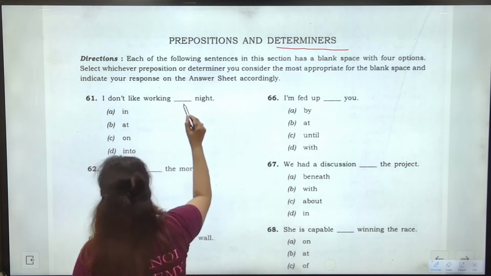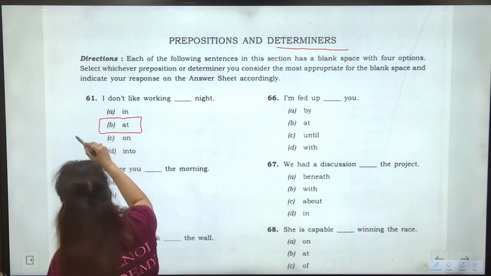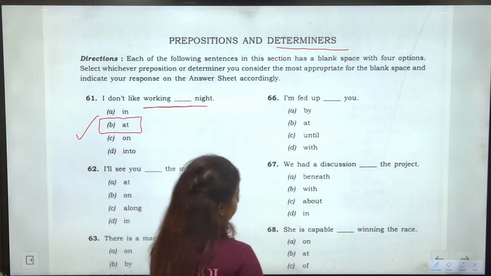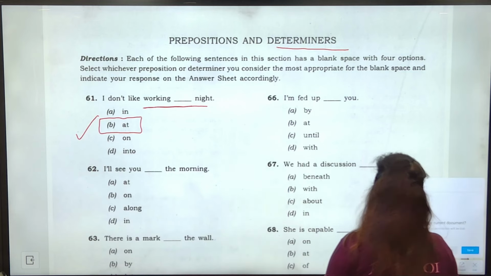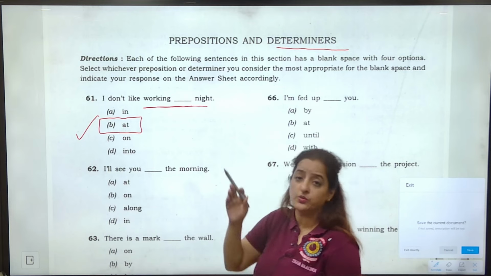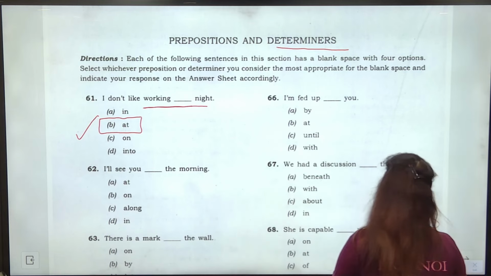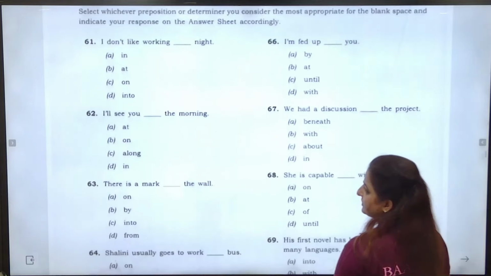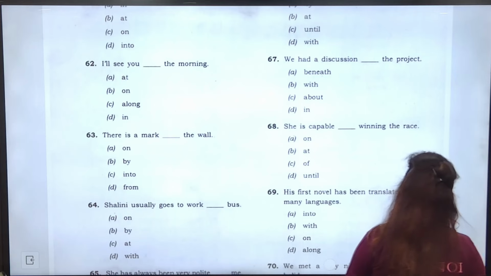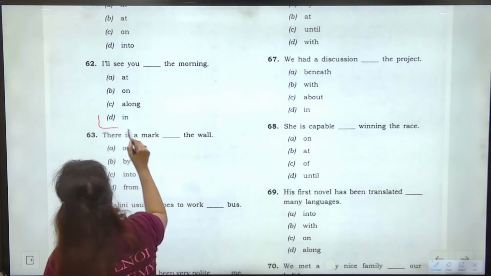Okay, fine. We have to fill in the blank with prepositions and determiners. I don't like working in night, at night, on night, at night. Working at night. Working at. See, वैसे night से पहले in भी आता है, but it is talking about working, और working के बाद in नहीं आता. Question 62. I will see you at the morning, on the morning. Answer is in the morning.